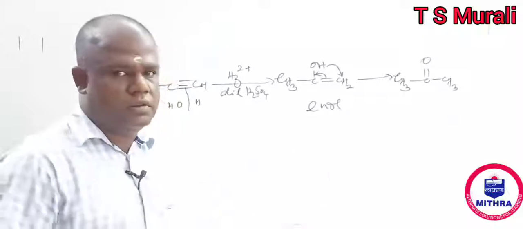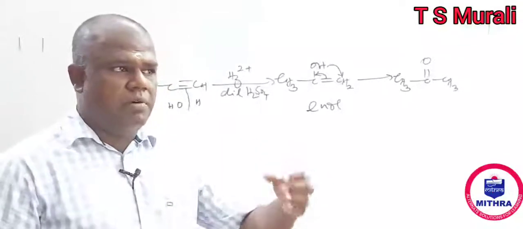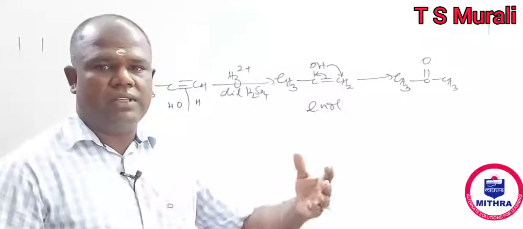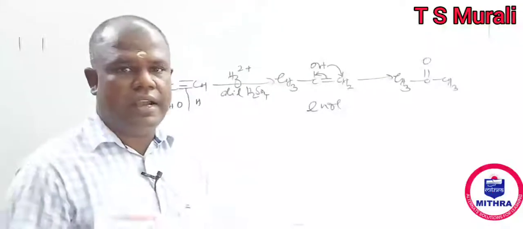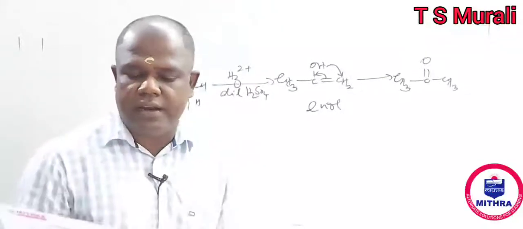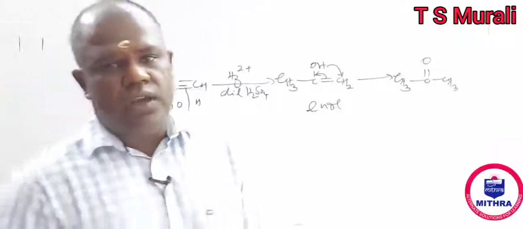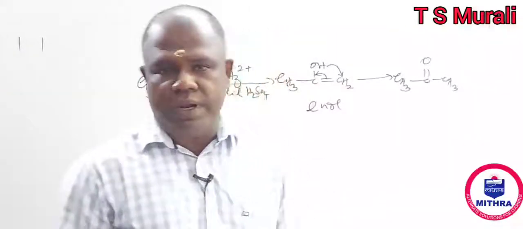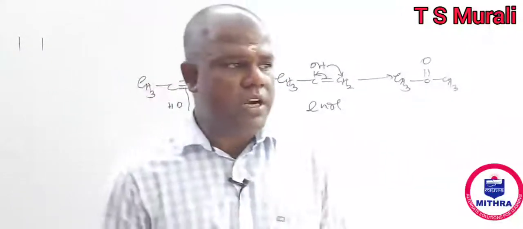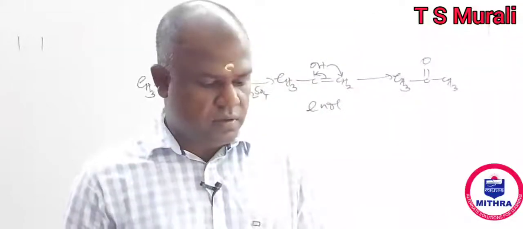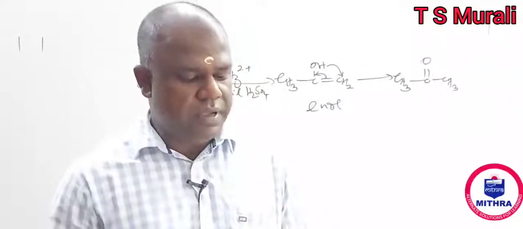terminal triple bond. Suppose the triple bond is terminal, then only it can connect with the hydrogen. Such an alkyne will react with the ammoniacal silver nitrate and ammoniacal cuprous chloride. If it is ammoniacal silver nitrate, you are getting a white precipitate. If it is ammoniacal cuprous chloride, you are getting a red precipitate. So option 4 is correct, B and C.